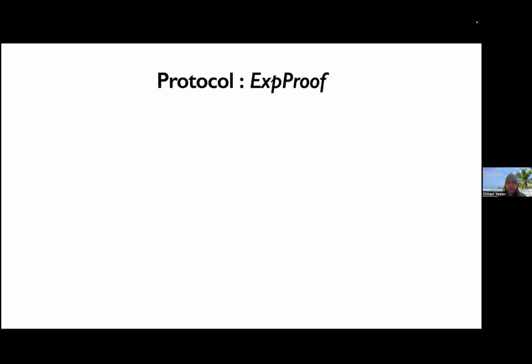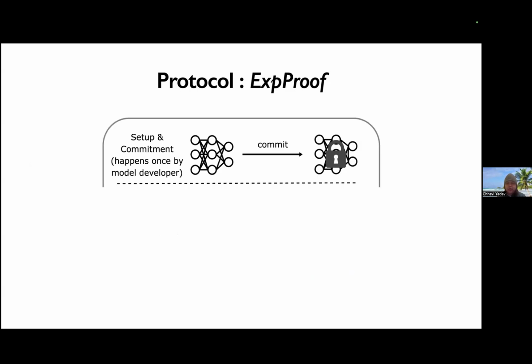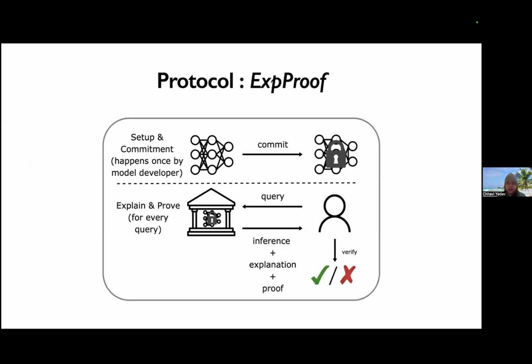To explain the protocol, xproof, initially the model developer commits to the model, and this happens before the model is deployed, and this happens only once. And after that, during runtime, a user comes in and they submit a query, for example, a loan application to the bank, and then the bank returns an inference, that is the prediction of accept or reject, and an explanation, which is like a regular explanation, and then it also gives a cryptographic proof in addition to all of this, which can then be verified by the verifier.